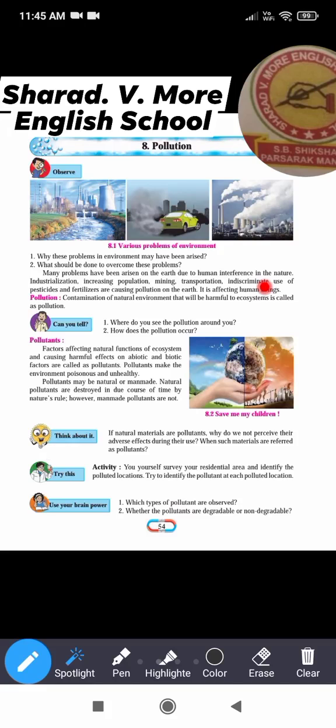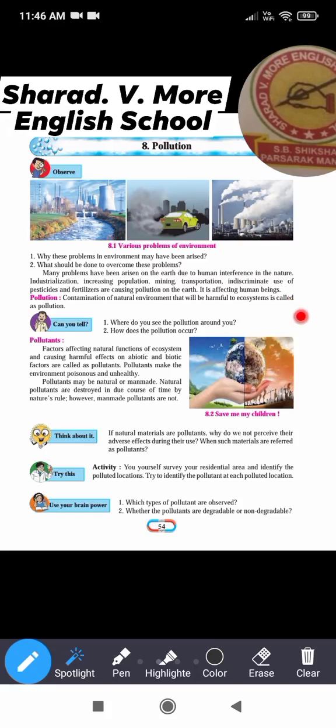Indiscriminate use of pesticides. Indiscriminate means not proper use of insecticides or pesticides and fertilizers, meaning using an excessive amount of pesticide, fungicide, herbicide, etc., causing such types of pollution on earth. It is affecting human beings as well as our environment.